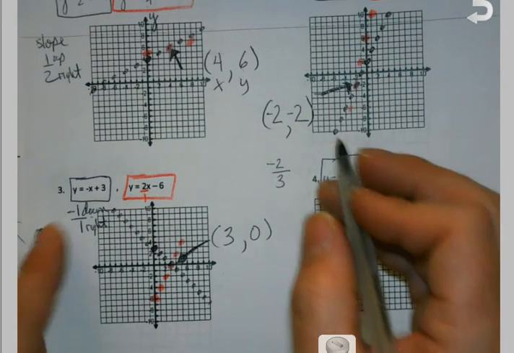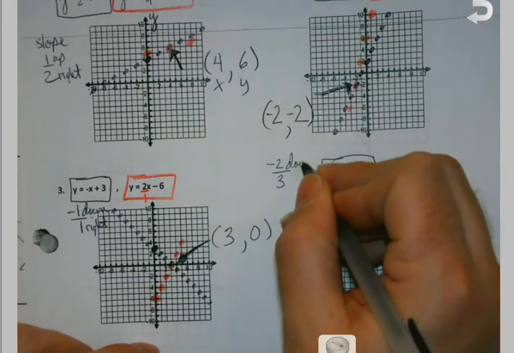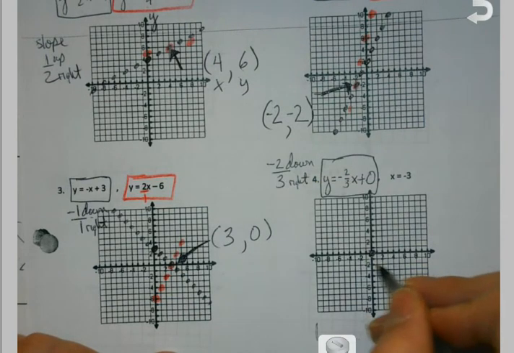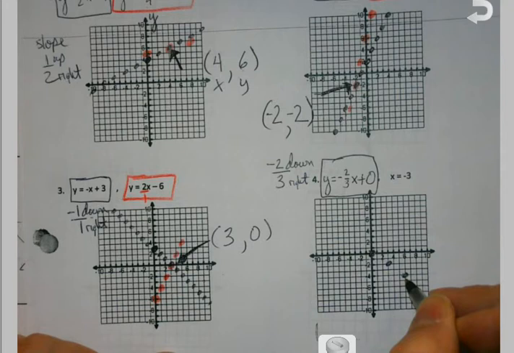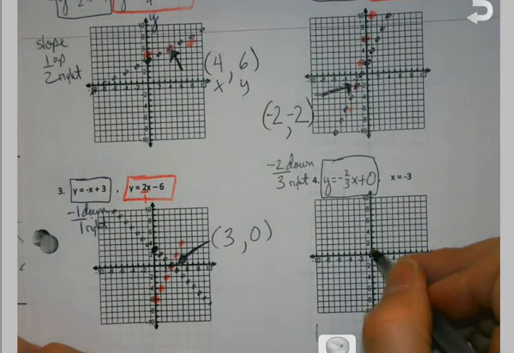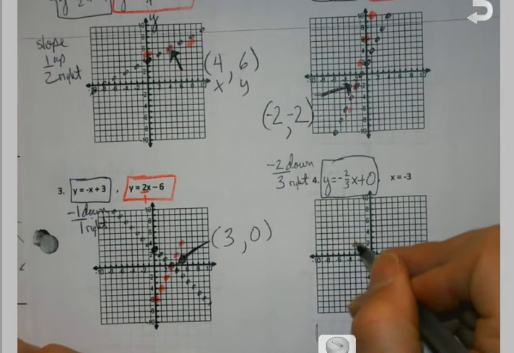So it's going to be kind of like what we were dealing with in number 3. I'm going to be going down 2 and right 3. Down 2 and right 3. Down 2. Right 3. When I run out of room, I just double opposite, up and left. Up 2 and left 3.